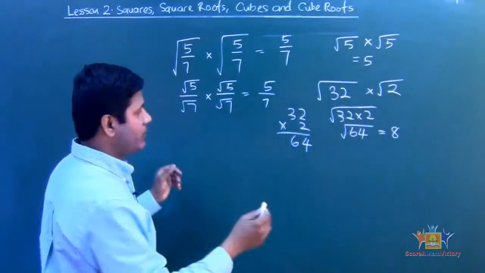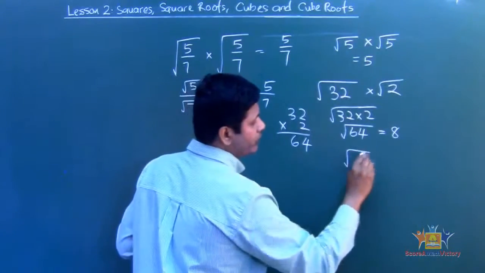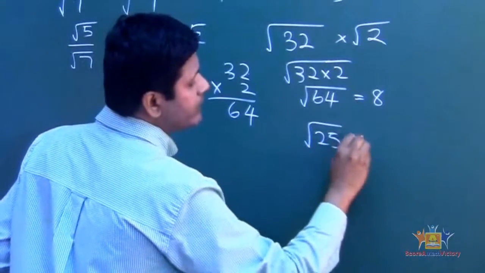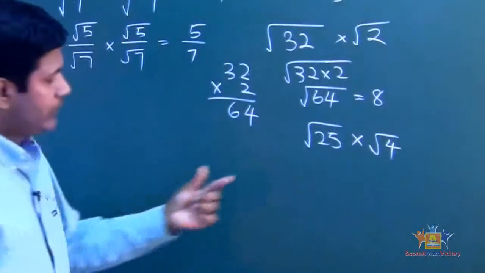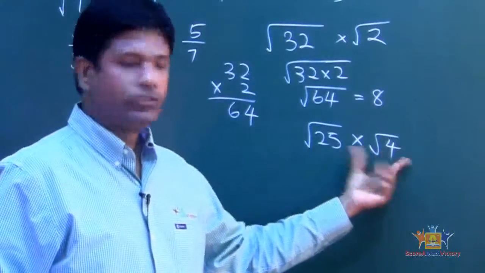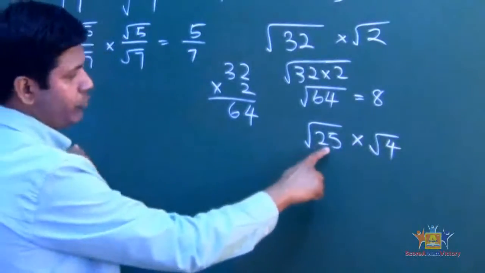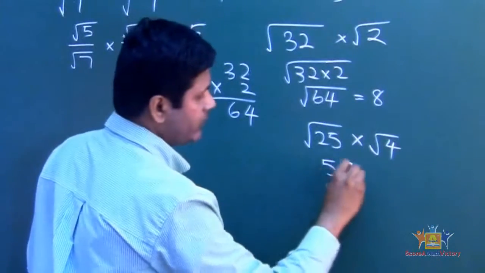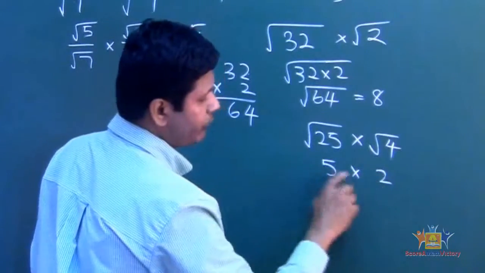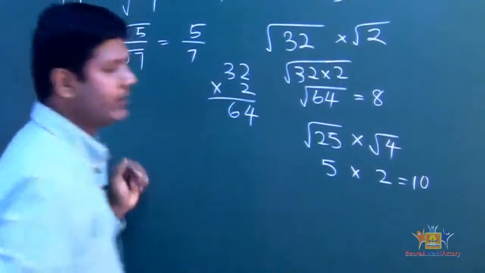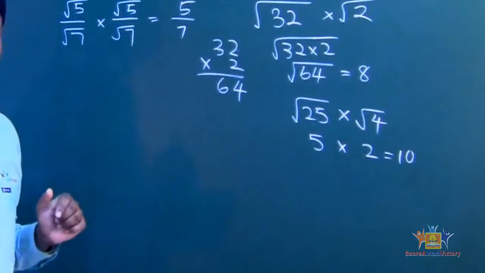Okay? So now, keep in mind, if I give you square root of, let's say, 25 times square root of 4, but you already have perfect squares, so don't multiply them out right away. Square root of 25 is what? 5. Square root of 4 is what? 2. So 5 times 2, 10. Right there.